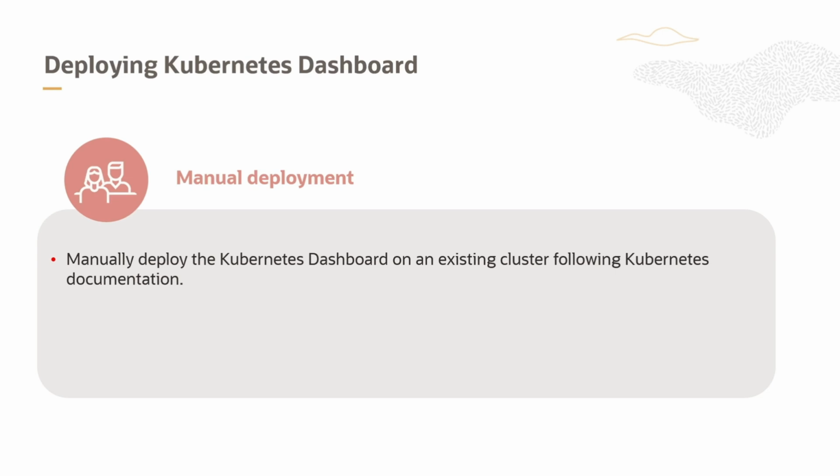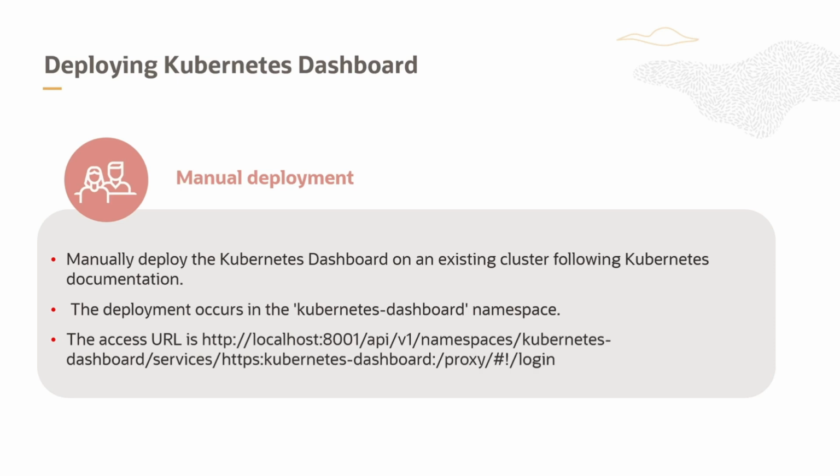If you're aiming at manual deployment, follow the Kubernetes documentation available to deploy the Kubernetes dashboard. Note that it is deployed in Kubernetes-dashboard namespace and the access URL is given on the screen. Once you deploy the Kubernetes dashboard using manual process, you can access the dashboard using the URL given on the screen.